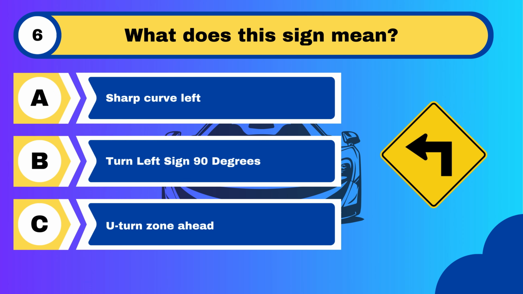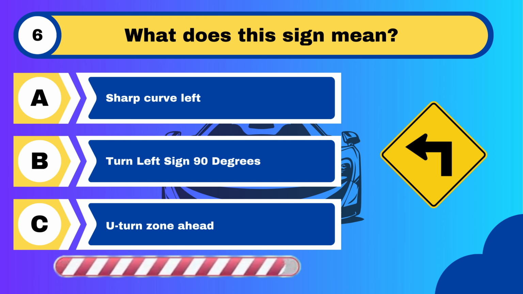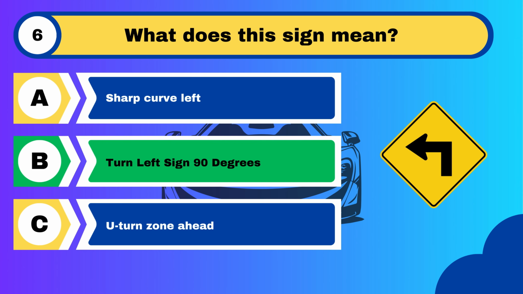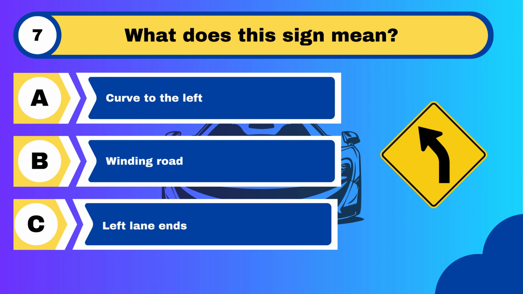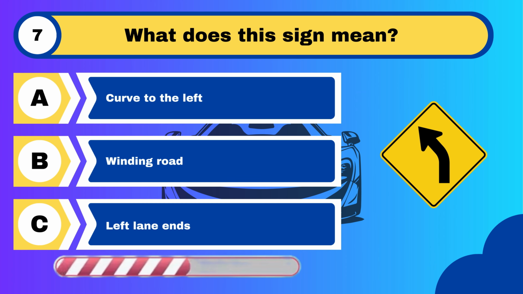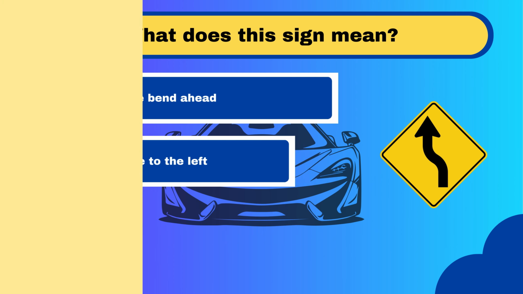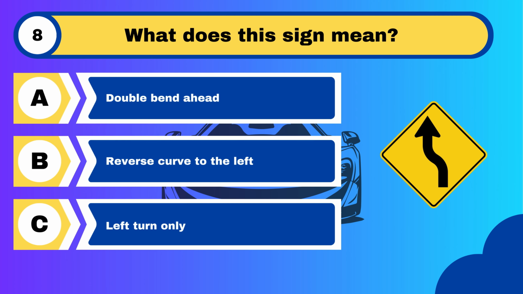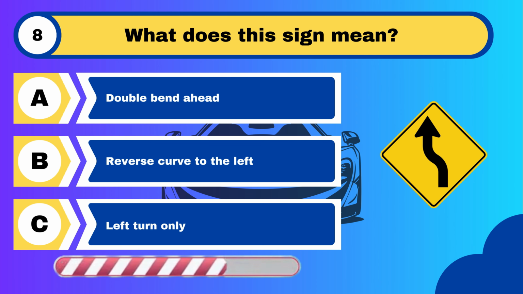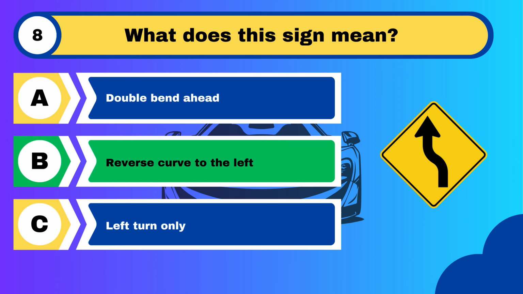What type of turn is indicated by this sign? B. Turn left sign, 90 degrees. What directional change does this sign show? A. Curve to the left. What kind of road layout is depicted here? B. Reverse curve to the left.